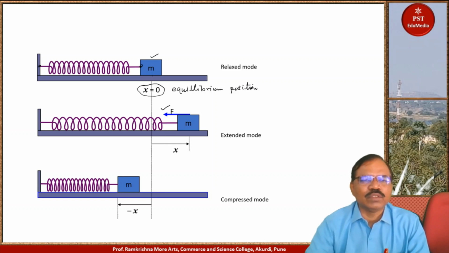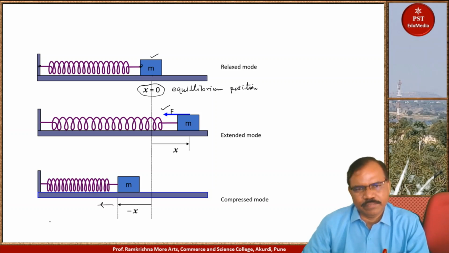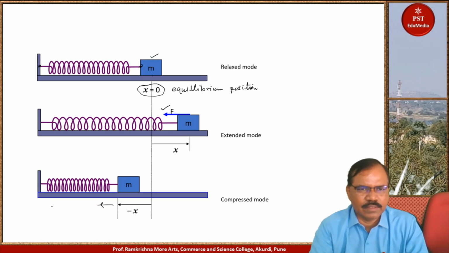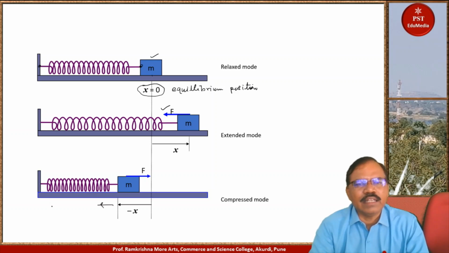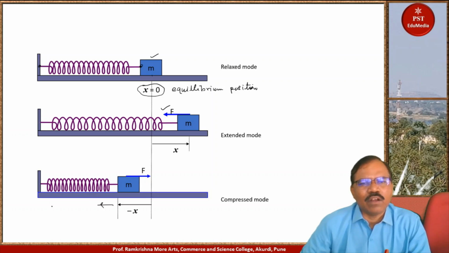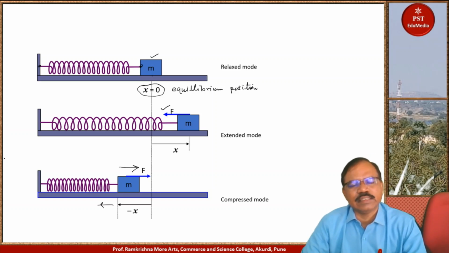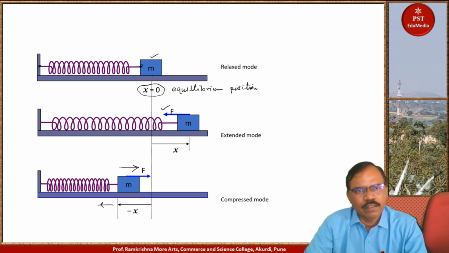Now if we go to the third figure, here we will compress the spring. So see here, x is displacement, but it is along this direction, so it has direction. And force will act on the mass along this direction, means towards equilibrium position. So here force has direction. In the first case force has direction, in the second case also force has direction.